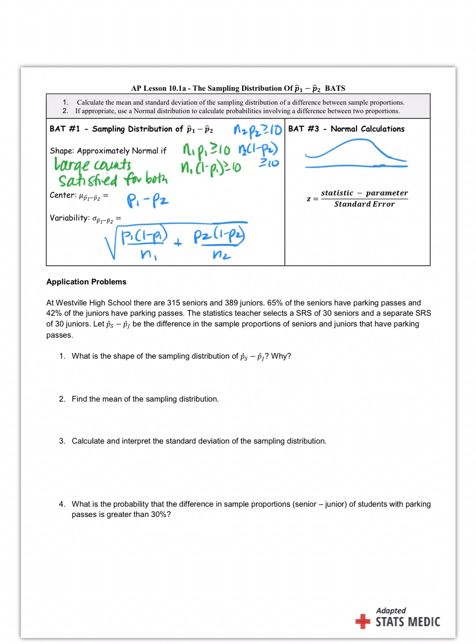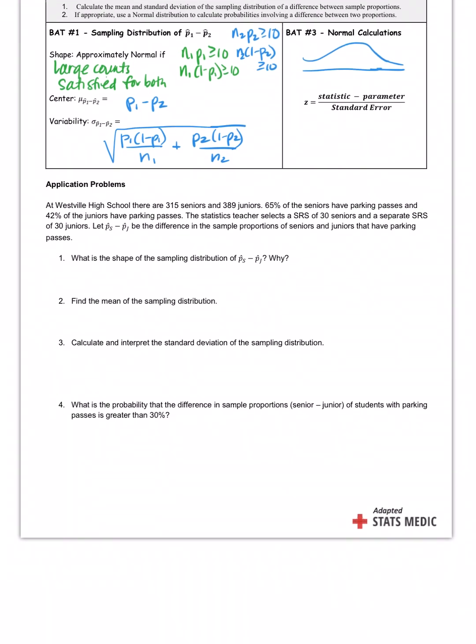All right, so if you want to pause the video and try this application by yourself and come back and check it, feel free to do so now. Now let's try this. At Westville High School, there are 315 seniors and 389 juniors. 65% of the seniors have parking passes and 42% of the juniors have parking passes. The stats teacher selects a simple random sample of 30 seniors and, in a separate SRS, 30 juniors. Let p-hat S minus p-hat J be the difference in the sample proportion of seniors and juniors that have parking passes. So what is the shape of the sampling distribution?